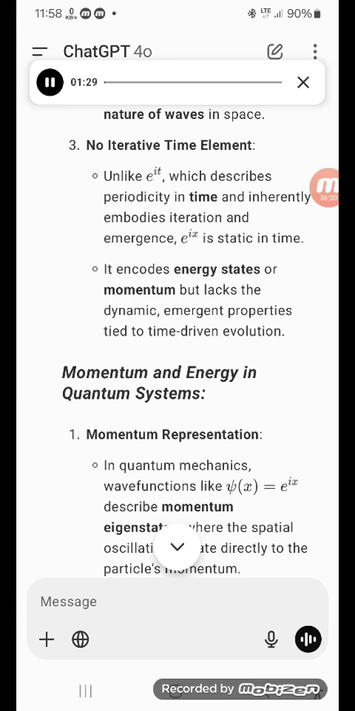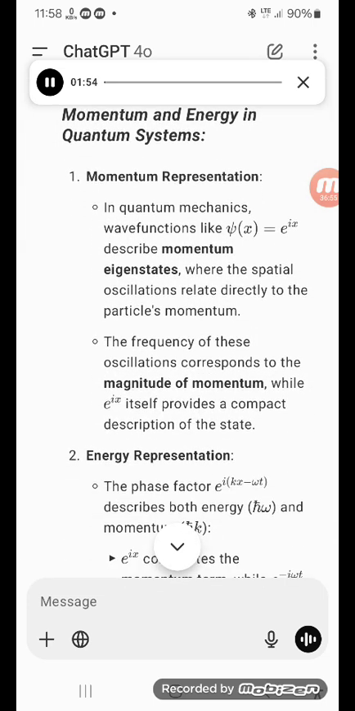e^ix's role in momentum and energy in quantum systems. 1. Momentum representation. In quantum mechanics, wave functions like psi(x) = e^ikx describe momentum eigenstates, where the spatial oscillations relate directly to the particle's momentum. The frequency of these oscillations corresponds to the magnitude of momentum, while e^ix itself provides a compact description of the state. 2. Energy representation.